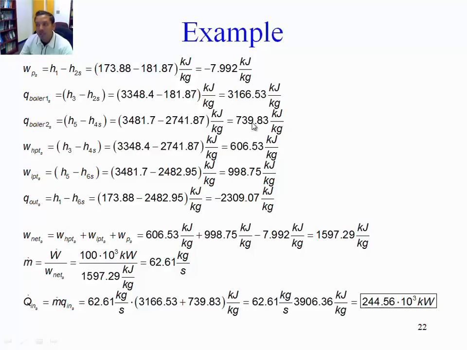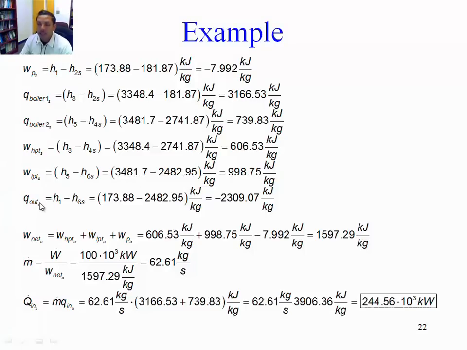So there is an additional cost because you're passing water back through the boiler, which is going to cost you in terms of burning fuel in order to increase this much energy in that water. However, by investing in this additional work and this additional heat, we are creating additional work because we have two turbines. The first turbine, which is the high pressure one, goes from 3 to 4 and it generates 606.53 kilojoules per kilogram. And the other one generates 998.75. That's the low pressure turbine from 7 bar to 0.08 bar.